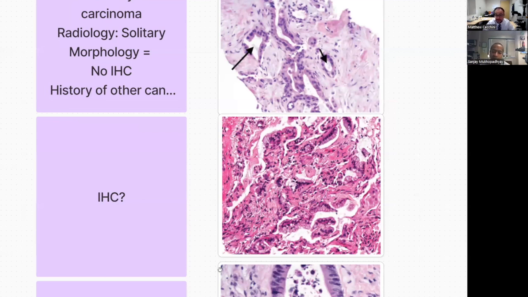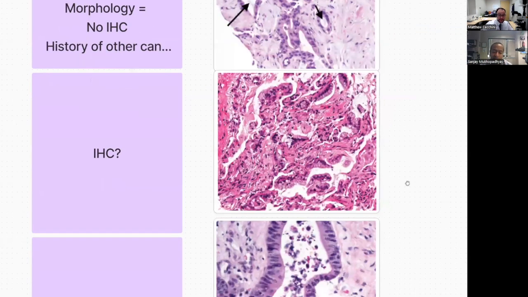And just because it's TTF1 positive doesn't mean it's a lung primary, right? Absolutely. Could easily be thyroid. Yeah, could easily be one of many other primaries that have been reported to have TTF1 positivity, including breast and GYN and gallbladder and a million other things. Okay, so moving on.